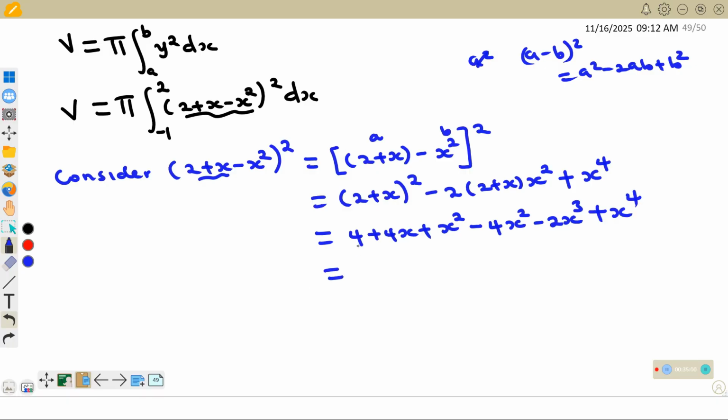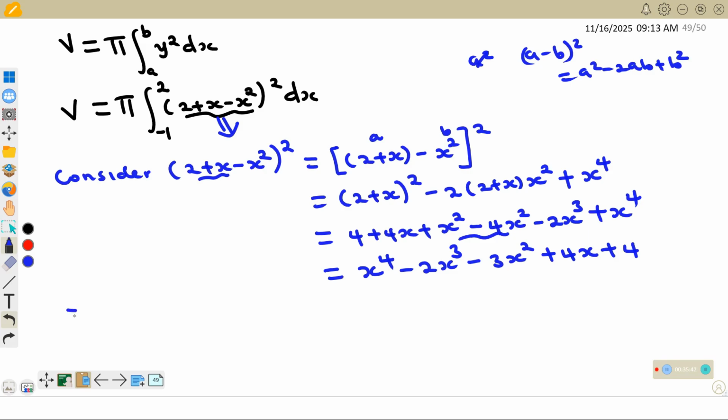So in general, this will give us x to power 4 minus 2x to power 3. This and this will give us minus 3x squared plus 4x, then plus 4. So basically, that is what we shall have. So this is x to power 4 minus 2x to power 3 minus 3x squared plus 4x, then plus 4. So this is the expansion for this.